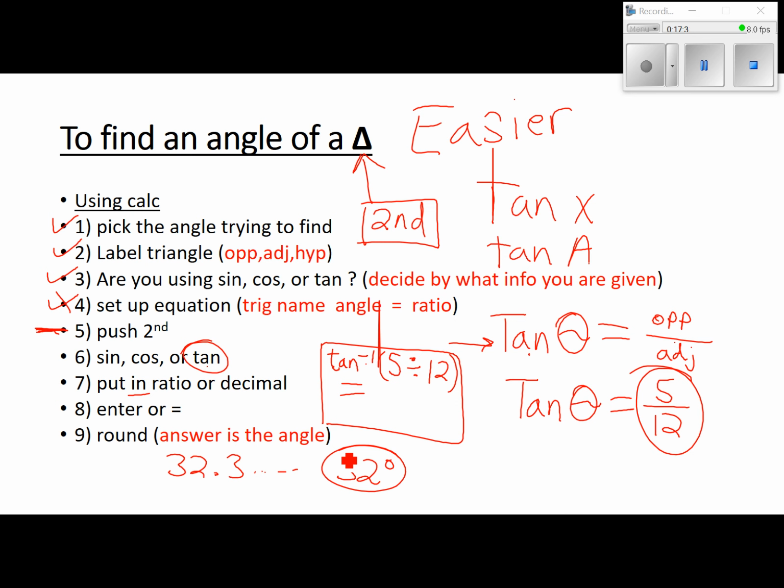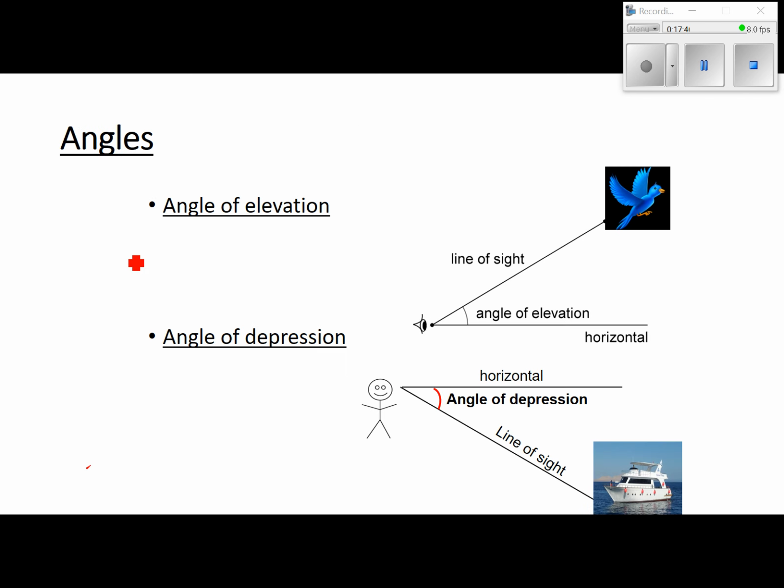So the calculator is going to do most of the work. You've got to set up the equation, then you're just going to punch it in the calculator. When you're looking for an angle, you've got to remember that you're hitting second. You're going to use the second button or the shift button.